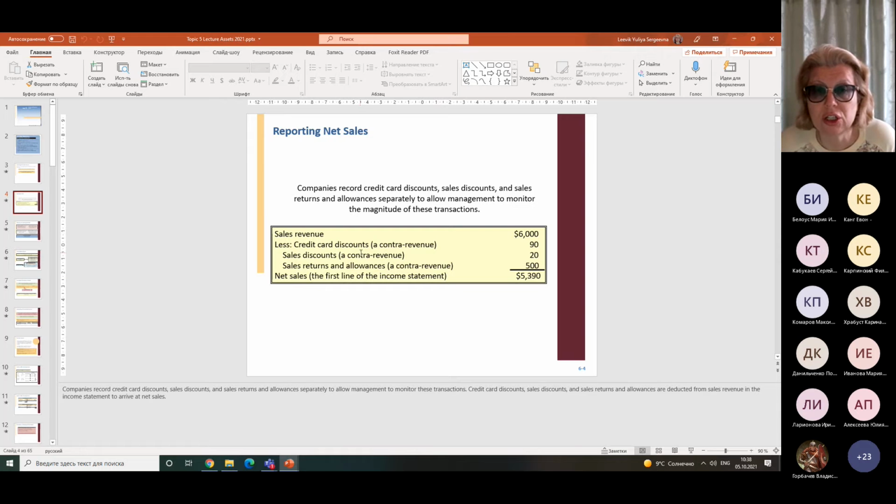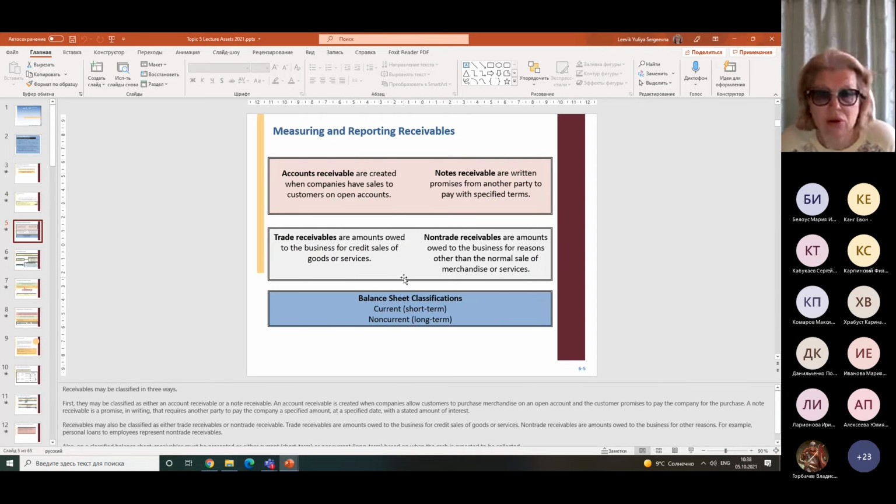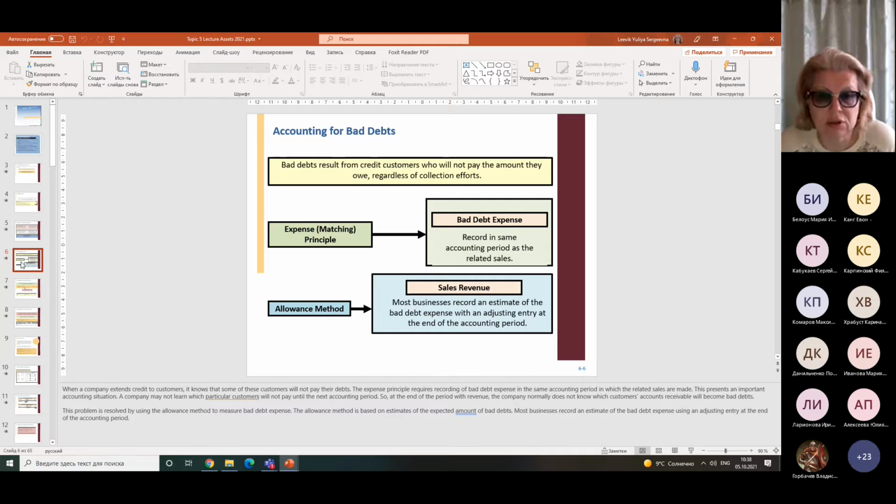So what is important, it's not compulsory to have all these discounts. It depends on the nature of business. It could be or it could be not. So it depends. Also, we have the classification for receivables: accounts, notes, trade, non-trade, current, non-current, and I would like to repeat once again about bad debt expense and allowances for doubtful accounts.